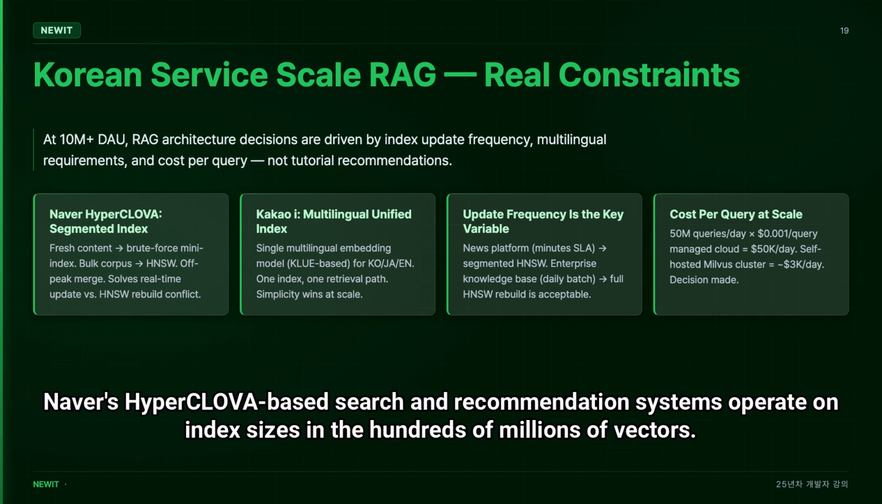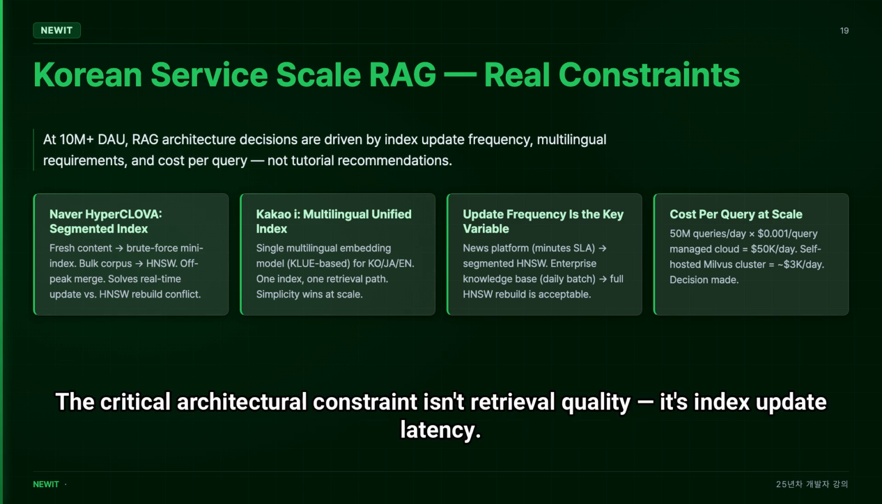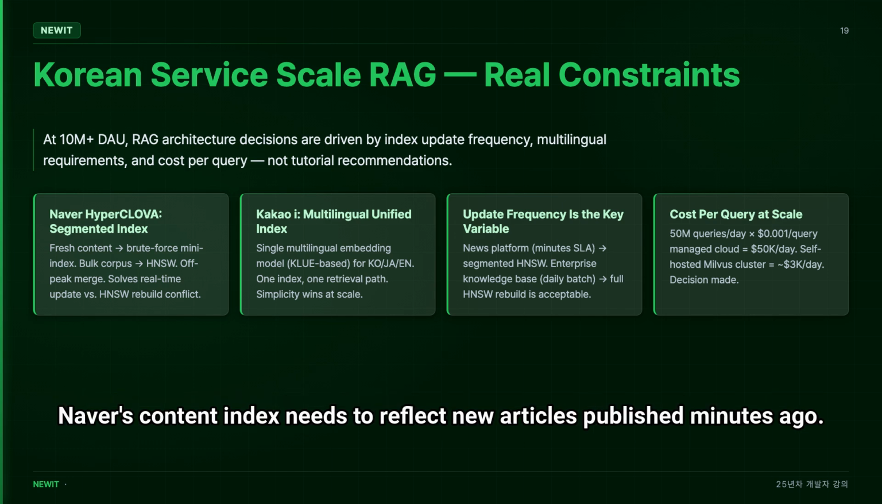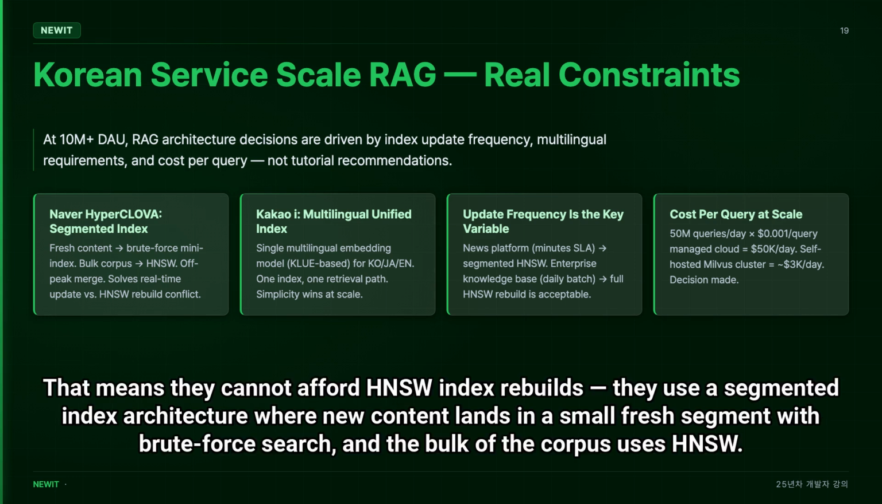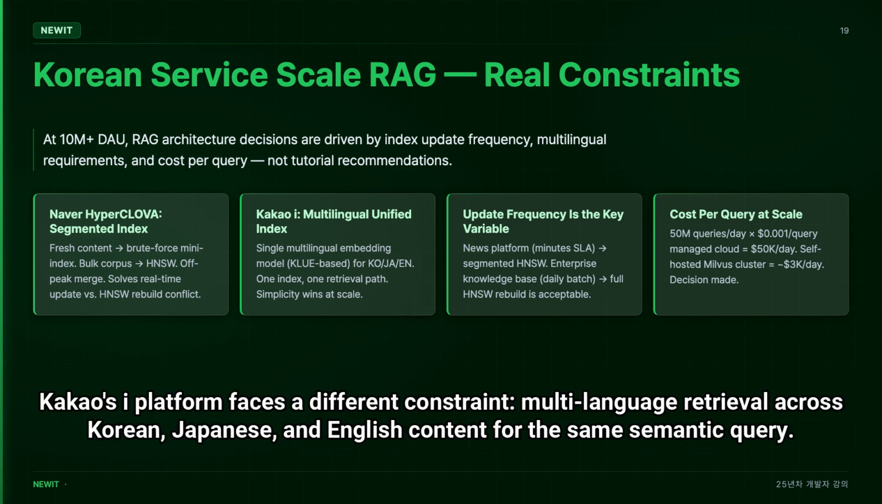Naver's HyperCLOVA-based search and recommendation systems operate on index sizes in the hundreds of millions of vectors. Their AiRS AI recommendation system has been processing tens of millions of daily active users since 2021. The critical architectural constraint isn't retrieval quality. It's index update latency. Naver's content index needs to reflect new articles published minutes ago. That means they cannot afford HNSW index rebuilds. They use a segmented index architecture where new content lands in a small, fresh segment with brute force search, and the bulk of the corpus uses HNSW. Periodic segment merges happen during off-peak hours.